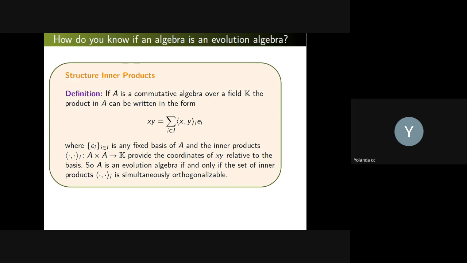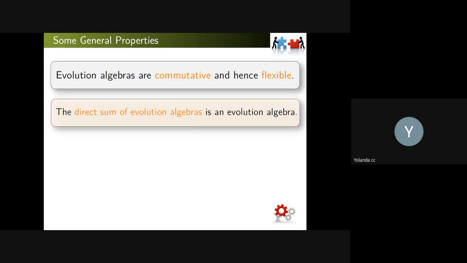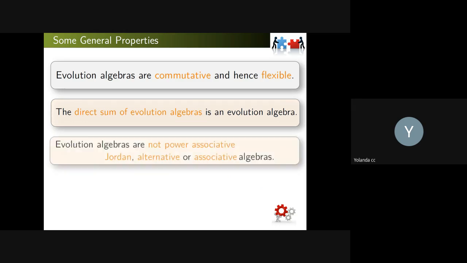Okay. Some other properties of evolution algebras are that they are commutative and hence flexible. The direct sum of evolution algebras is an evolution algebra. In general, they aren't power associative, and they aren't Jordan, alternative, nor associative algebras. In this paper, they study the condition to know when an evolution algebra is power associative.